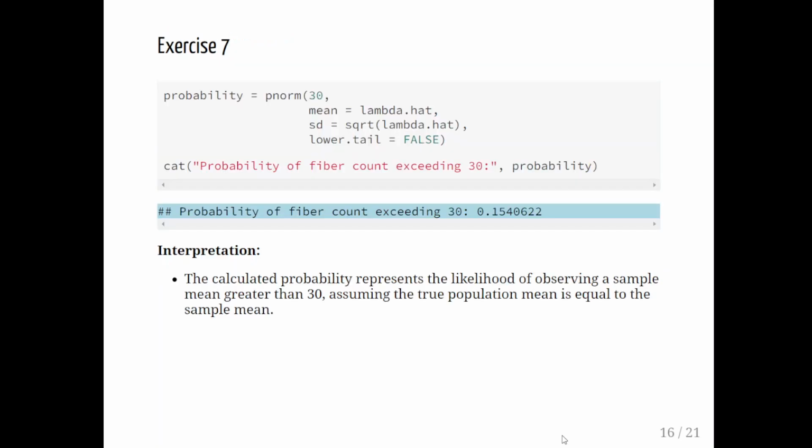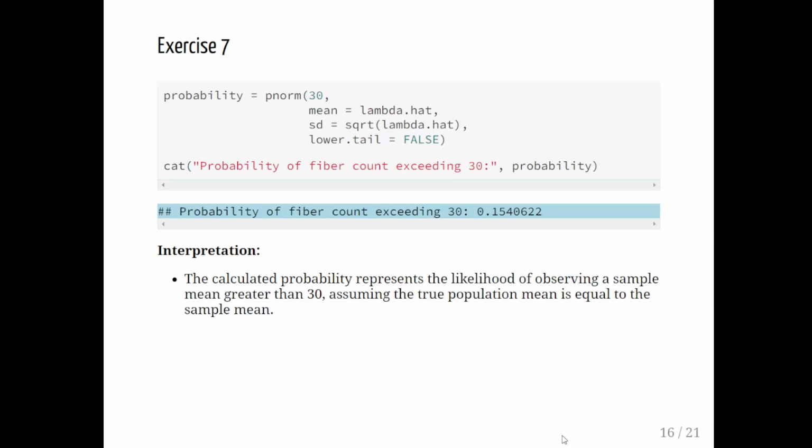Okay, so in this case, we're asked for the probability of the fiber count exceeding 30. So we're going to use pnorm, which is our approximation method. 30 is the value we're interested in. Mean equals lambda hat, the sample mean from earlier on. SD is the square root of lambda hat, which is what we discussed earlier as well. Lower tail equals false. This means we want the probability of X, or the count, exceeding 30. So the probability of the fiber count exceeding 30 is 0.1540.